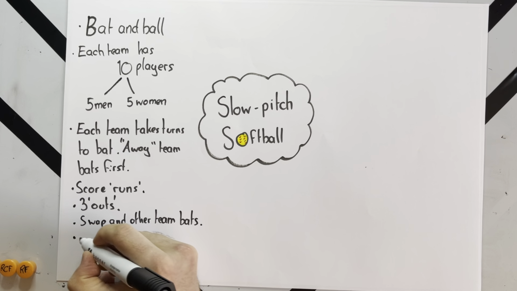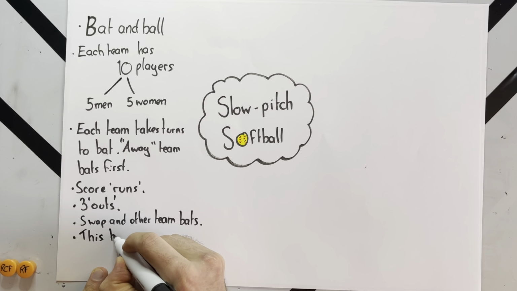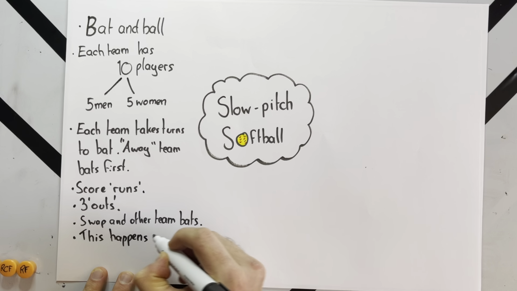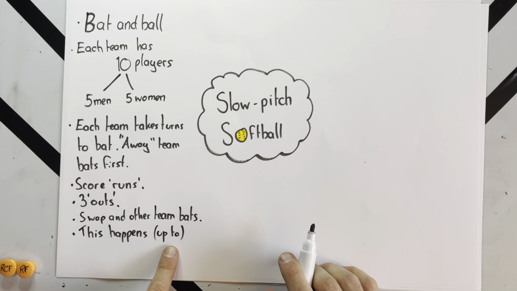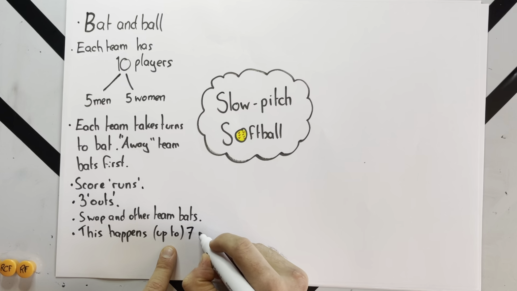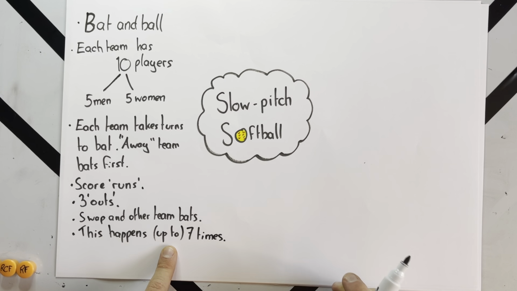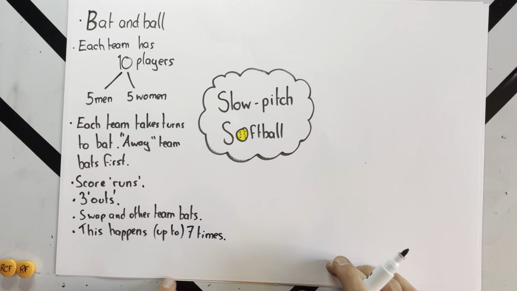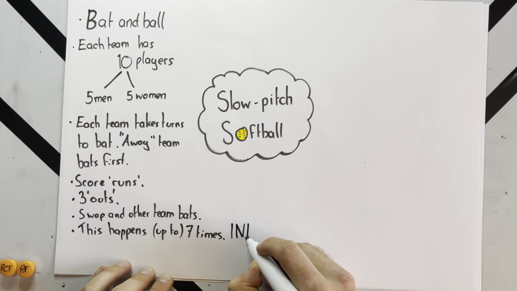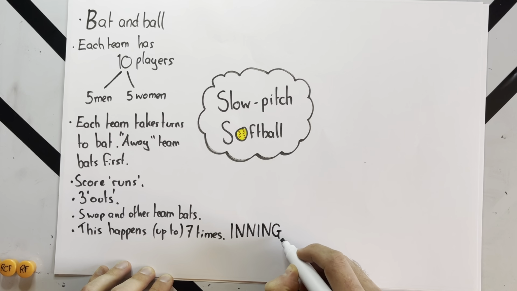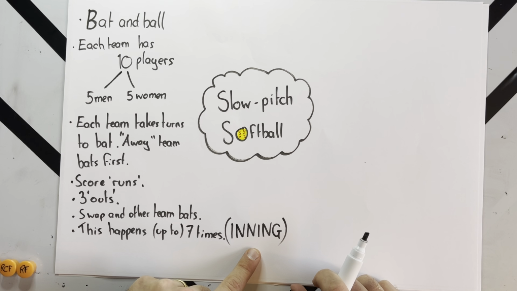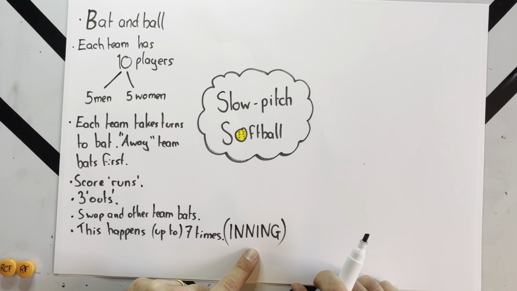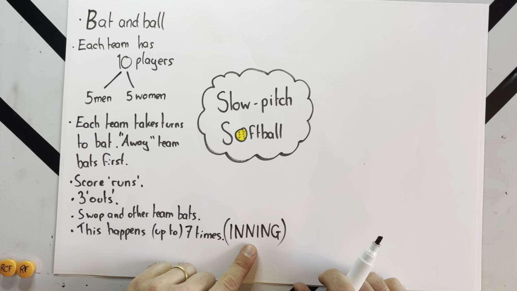Now this happens up to 7 times. I'll put a bracket around that and we'll go through why that's important later on. Each time that one team and then the other team has a bat, it is called an inning. So in slow pitch softball, you will get up to 7 innings. In cricket, there are 2 innings. In baseball, there are 9 innings. But in slow pitch softball, there are only 7.